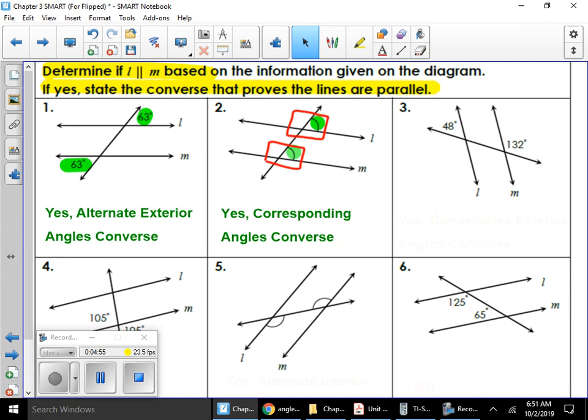Jumping over to 3, suddenly I don't have congruence anymore. So maybe you're tempted to say, oh, nothing works here. But note the angle pair that we get. These are consecutive. They're on the same side of the transversal, consecutive exterior angles. So I'm not checking congruence there. What I'm checking is supplementary. 132 plus 48. Well, 132 plus 48 does equal 180. So these angles are supplementary, and because they are consecutive exterior angles, we know our lines are parallel. So yes, the lines are parallel.